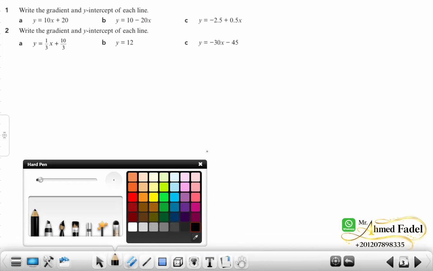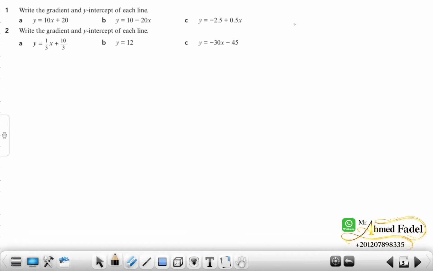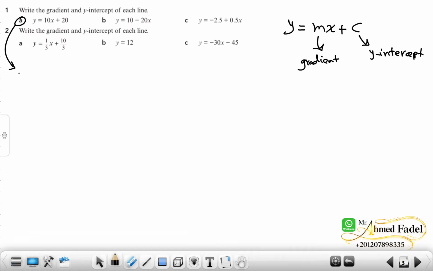Okay, if you remember, we took that equation for the gradient and the y-intercept: y equals mx plus c, where m is the gradient and c is the y-intercept. So if I'm talking over here about question 1a, here the gradient is what? I'm going to just refer to it as g. Gradient is just 10, and the y-intercept is 20.